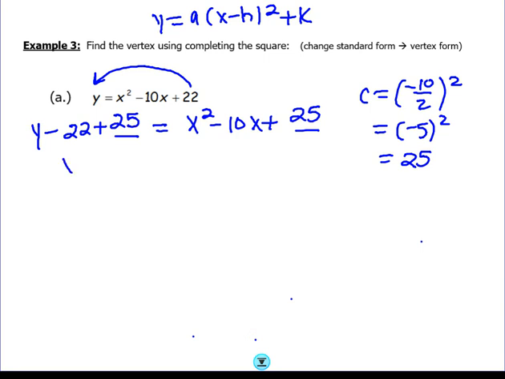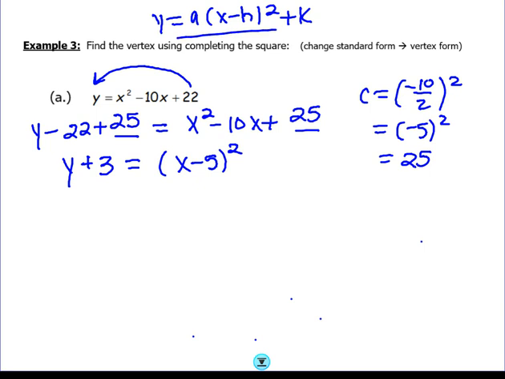All right, let's simplify that. Negative 22 plus 25 is positive 3. Let's factor. What multiplies to give you 25 but adds to give you negative 10? It's going to be negative 5 and negative 5. So that's going to factor to (x minus 5) squared.